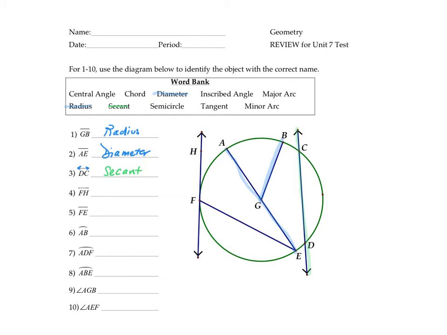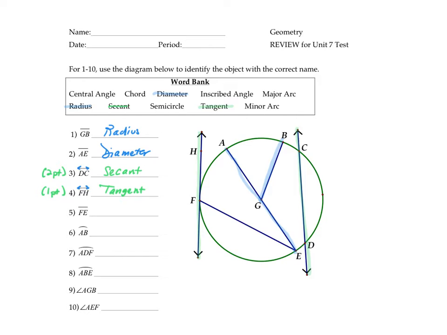Number 4 has little arrows at the ends too, so it's another line in our picture, and it's the line from F through H, and it only touches the circle at 1 point. That's referred to as a tangent. So just remember, tangent 1 point, secant 2 points.